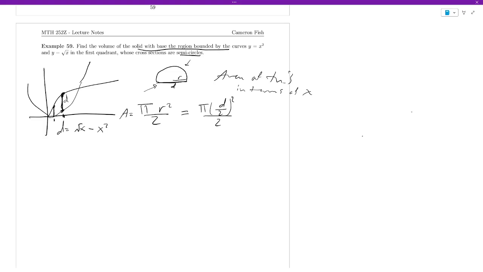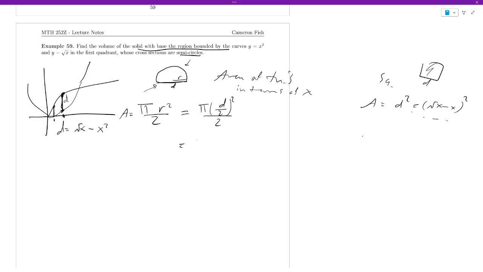By the way, if I had said that the cross sections were squares instead, I'd have the same thing, but I'd have d squared instead, because that's the area of my square. Then I'd have to plug in the thing that I just found for d and square it instead. So you could do that problem too. It's a different problem. Let's go ahead and finish this.